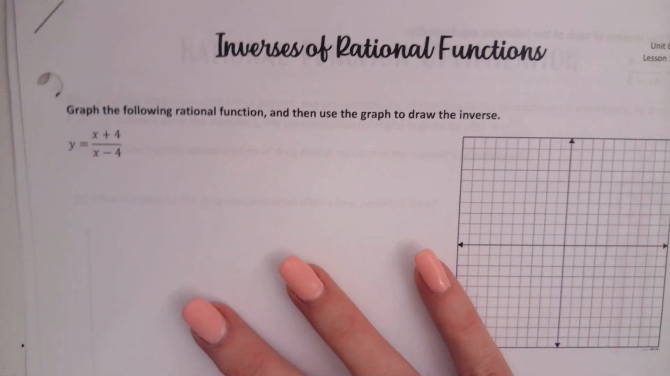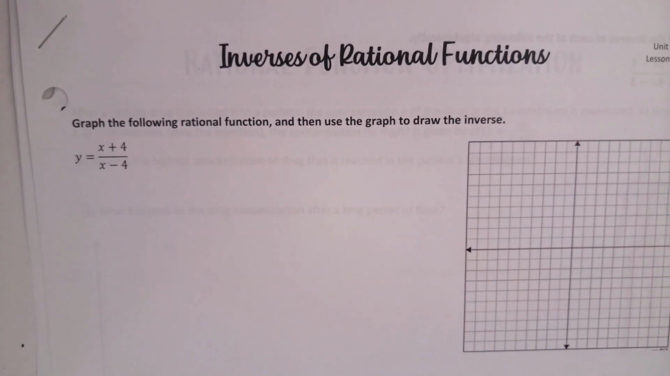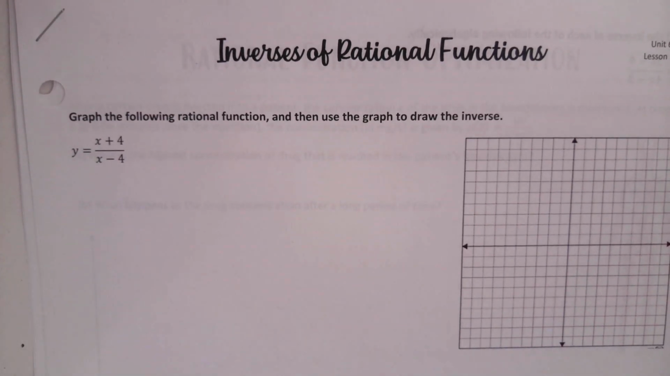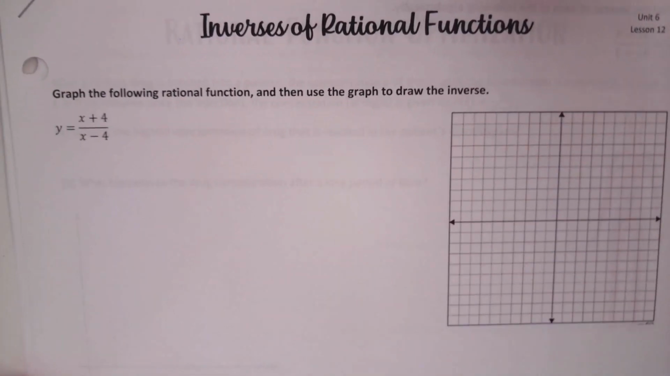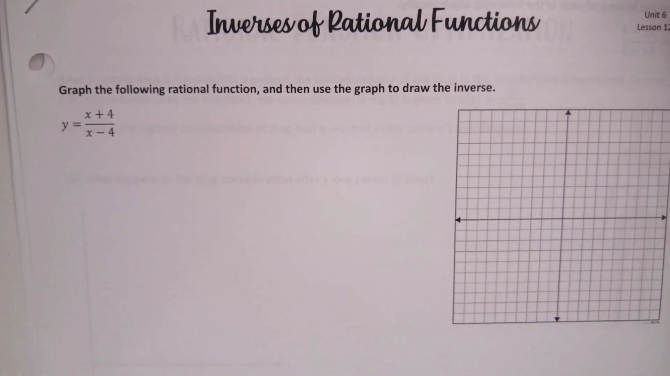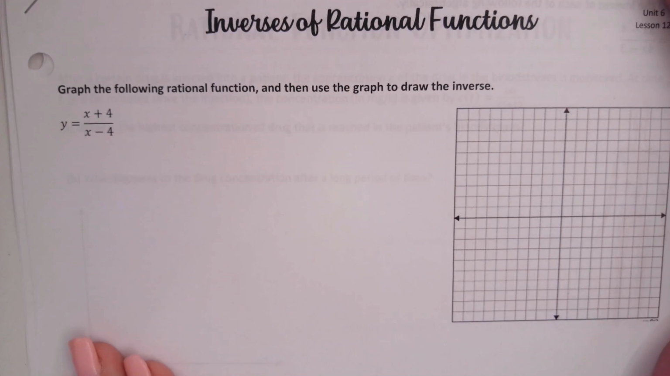First lesson today, we're going to look at how to find the inverse of a rational function. Just like in every unit, we find the inverse of everything. We find inverses so often. We're going to start by graphing this rational function, and then use the graph of it to graph the inverse. So we're going to start by just graphing this regular style.